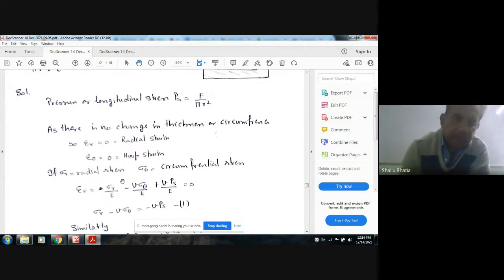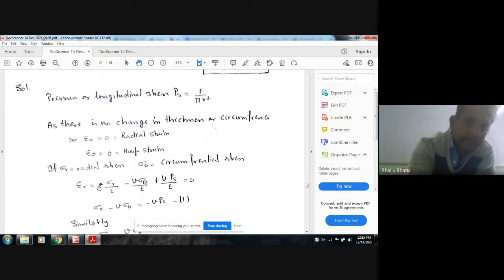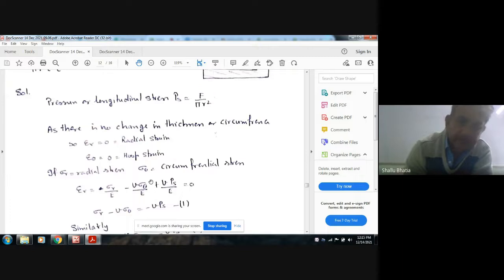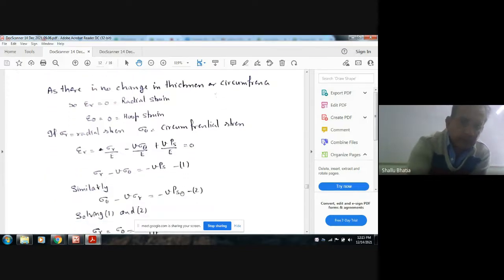If sigma theta and sigma r are the circumferential and radial stresses, assumed tensile, then the radial strain epsilon r is sigma r by E minus mu sigma theta by E, and since the axial stress p is compressive, plus mu p by E. As the radial strain is zero, we get sigma r minus mu sigma theta equal to minus mu p.